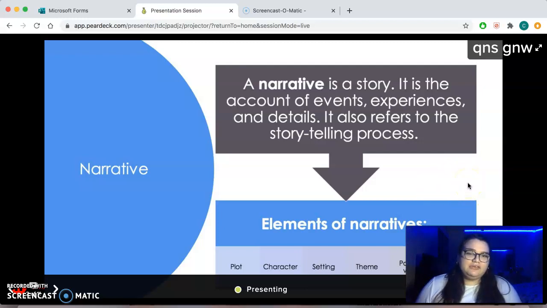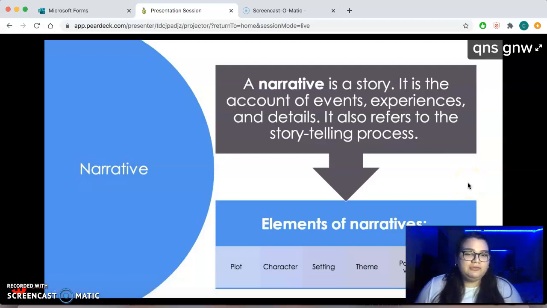Again, a narrative is a story. It is the account of events, experiences, and details. It also refers to the storytelling process, right? So a narrative is a story. The elements of narrative are plot, character, setting, theme, point of view, and tone, right? So we have 6 elements of narrative.